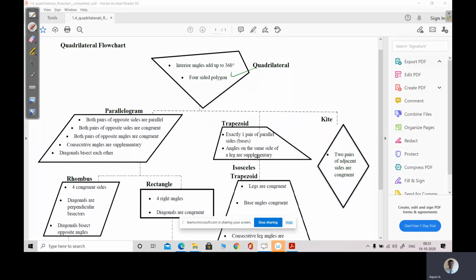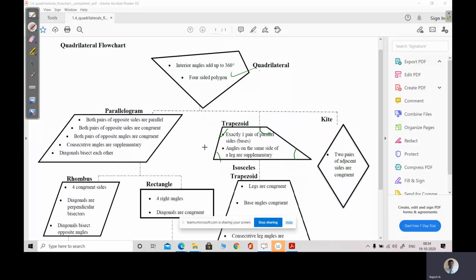Angles on the same side of a leg are supplementary. What does that mean? This is a leg. So angles on the same side of a leg means this and this. This is 180 degrees. Similarly here also, this is 180 degrees.